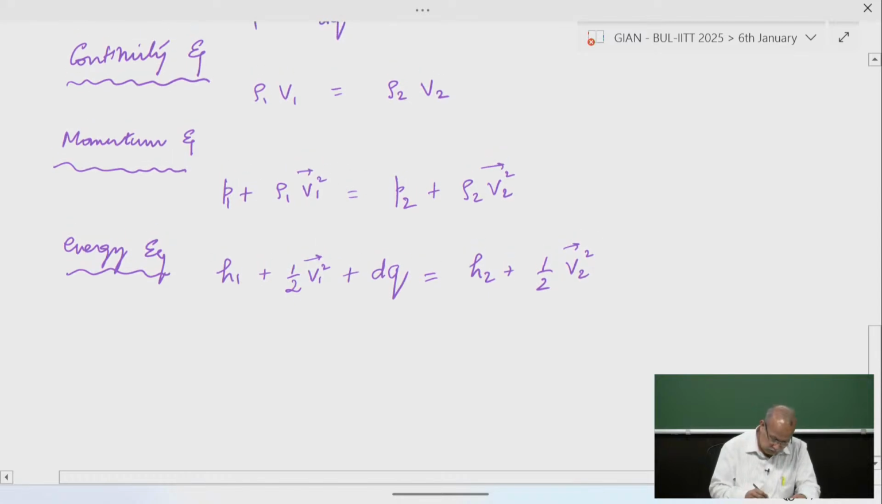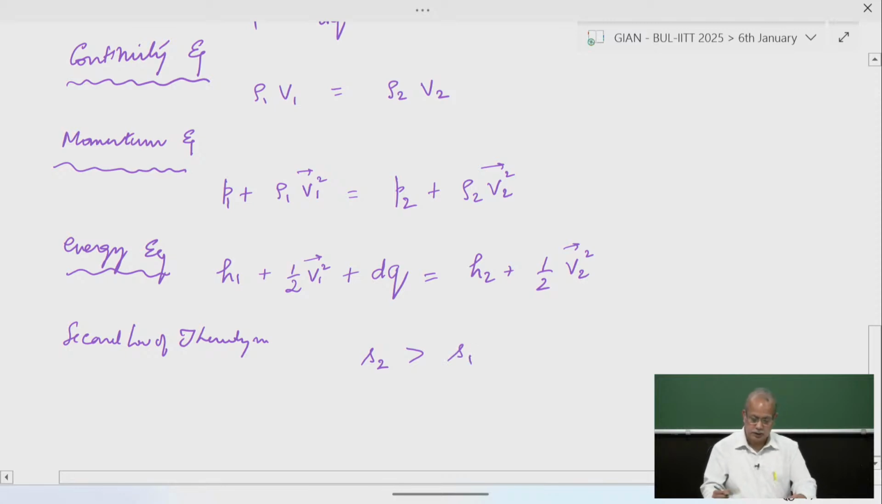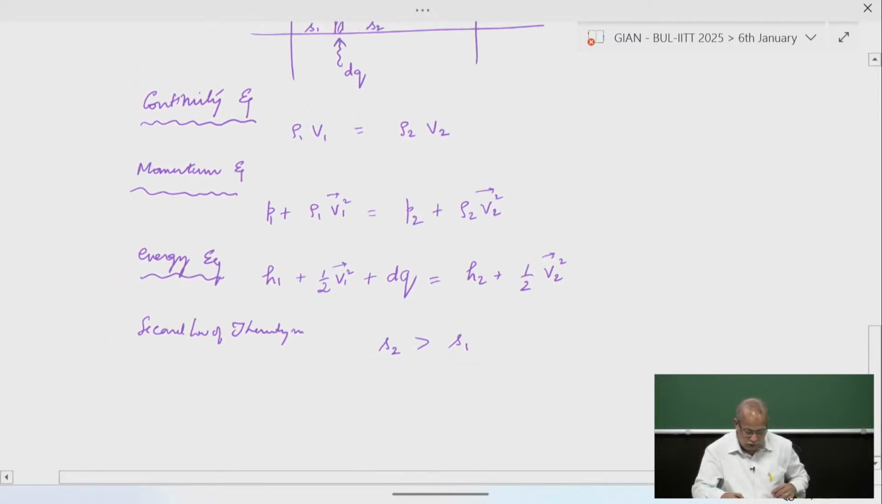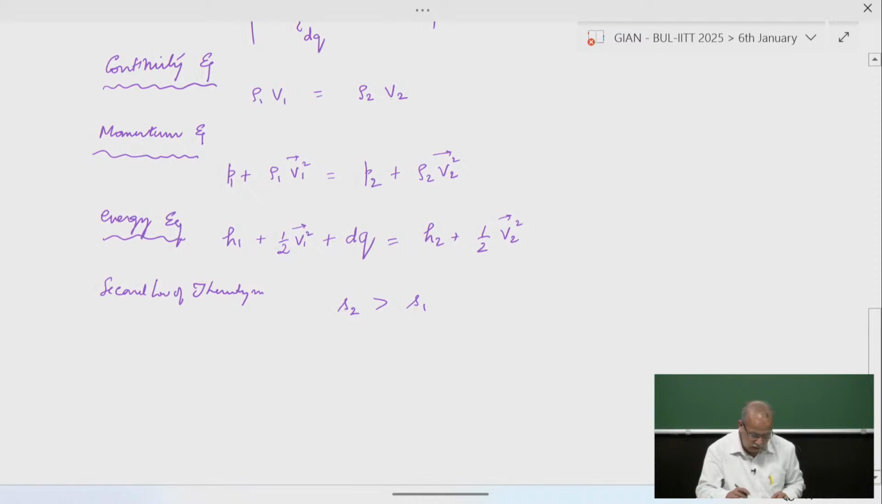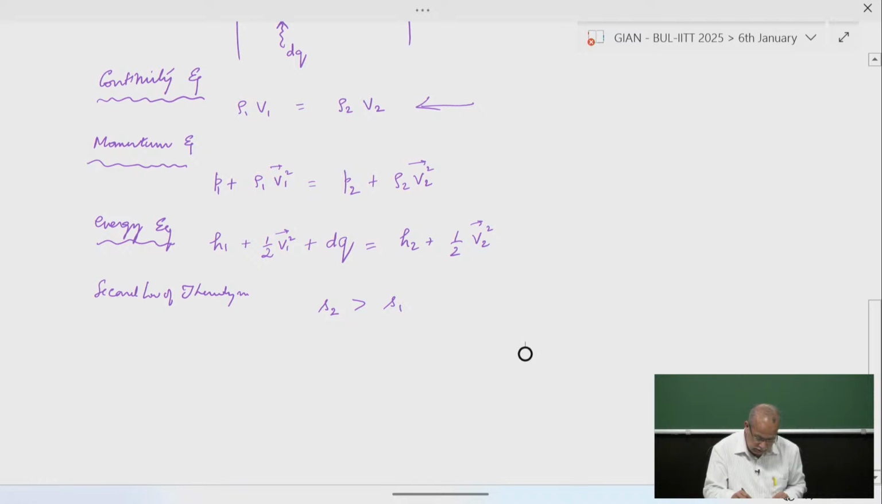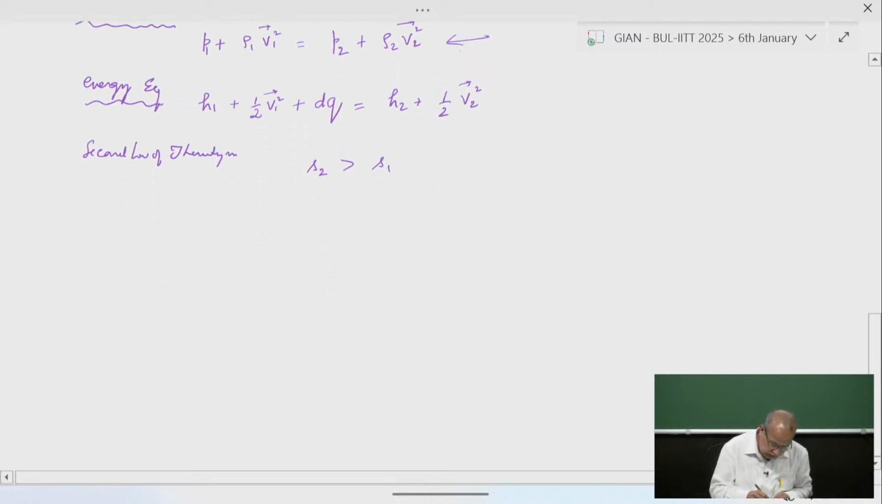Then the fourth governing aspect is that the second law of thermodynamics must be satisfied, which means entropy due to heat addition will increase. S2 will be greater than S1. So what we are going to do is start looking at this model, start with the continuity, and then apply what we have deduced from the continuity to the momentum. That's what we are going to do now. So let me start with the continuity equation.